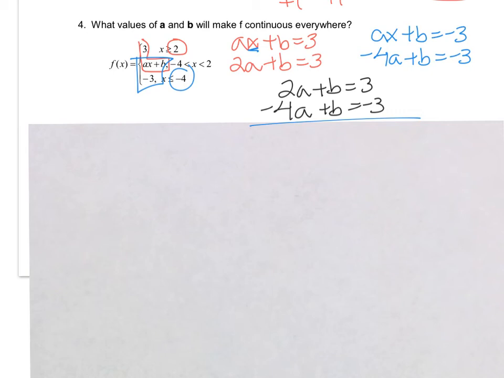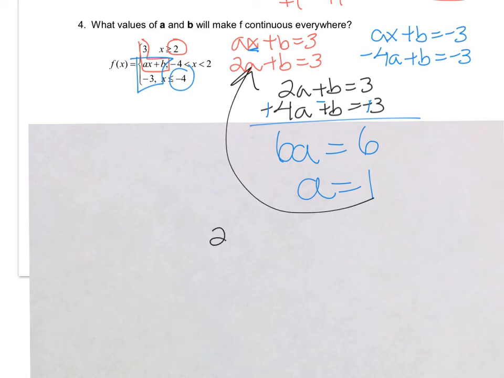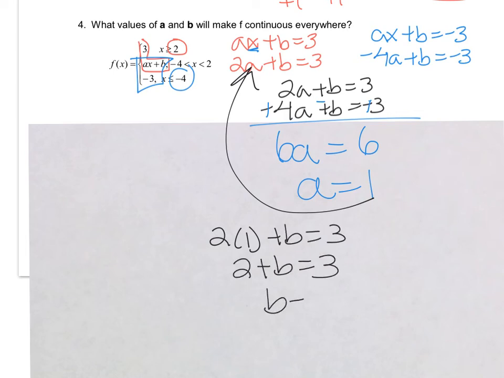So I notice that the b's have the same coefficient. So if I subtract these equations, we get 6a equals 6, so a is 1. Those b's eliminated, they cancel each other out. Now that we have a is 1, we have to plug it back into either equation to get b. So I'll choose this one. So b is also 1.